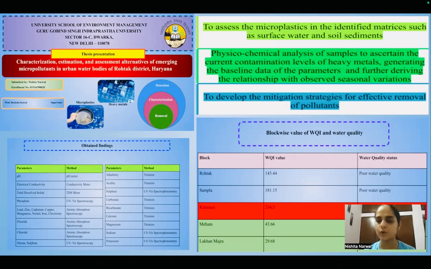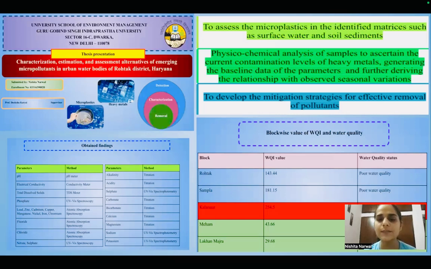The third objective was to develop the mitigation strategies for the effective removal of pollutants. For objective number 2, physicochemical analysis from all 5 blocks of Rohtak district was done in order to calculate the water quality index followed by health risk assessment so that suitable measures can be followed and people can be made aware of what kind of water they are drinking and what side effects can occur due to these particular pollutants. The parameters considered were pH, EC, TDS, etc.